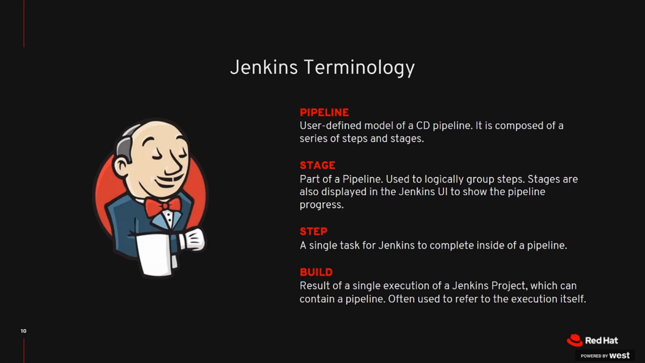And a stage is a part of a pipeline that's used to logically group steps. Now, stages are also displayed in the Jenkins interface to show the progress of your current pipeline and build. And finally, the step itself is the single task that Jenkins needs to complete that's inside of a pipeline. It's usually a very small thing, calling a script or going out and refreshing a Git branch or something like that. Typically one single task that needs to be executed in some particular order.